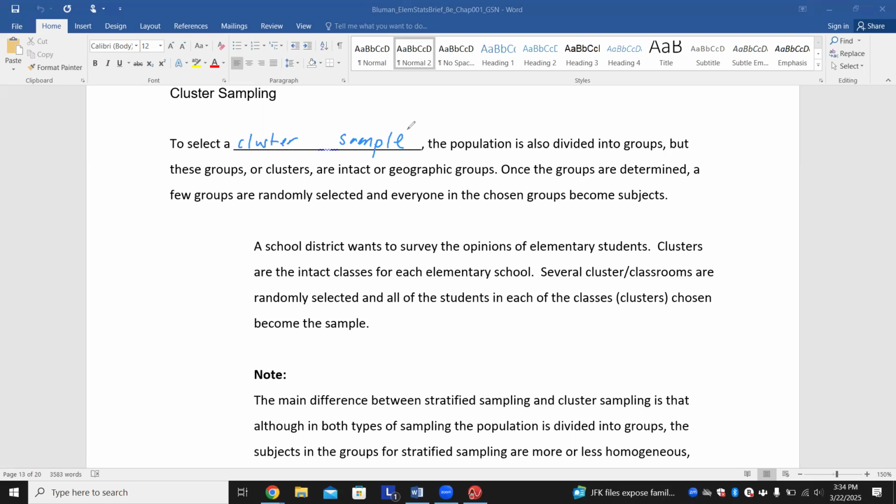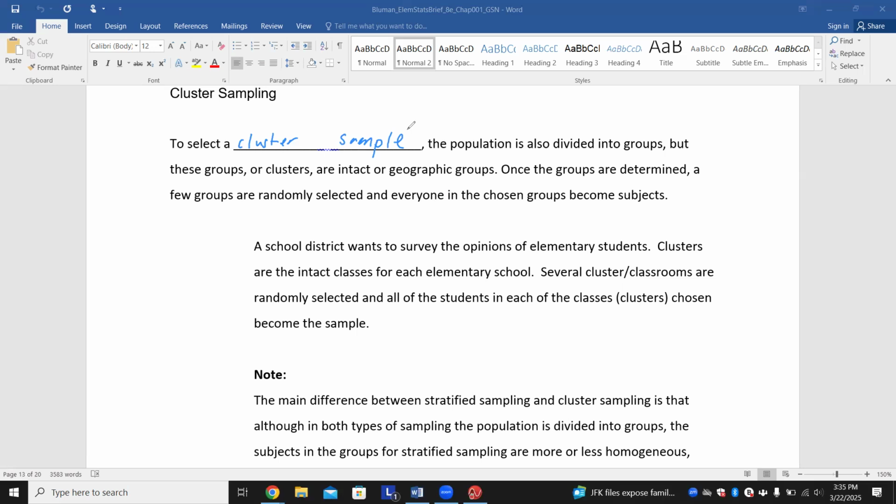So stratified, we put them in groups and then take some out of each group. Cluster, we're still grouping them, but then we just take random groups as our study. A different example would be a school district wants to survey the opinions of elementary students. Clusters are the intact classes for each elementary school. So like Miss Jones' class, Miss Smith's class, Miss Alexander's class, or all these different classes. Those are your clusters, and then we're going to randomly select classes out of that. So maybe we randomly select Miss Jones' class, and then they would be part of our sample.